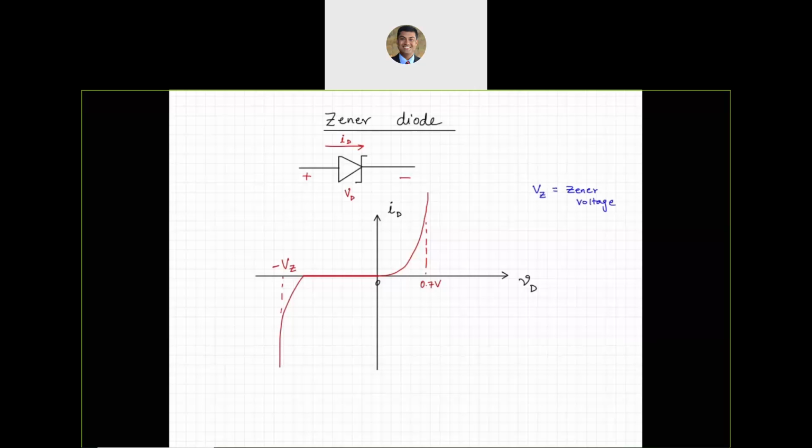It could be 5, it could be 10, it could be 3.3, it could be any number of voltages. These are going to be on the negative side, but Vz itself is called the Zener voltage. So we are going to say Zener voltage of 5 volts or 10 volts or 3.3 volts, etc. So the main difference is the early reverse breakdown. That's the only difference between a normal diode and the Zener diode.